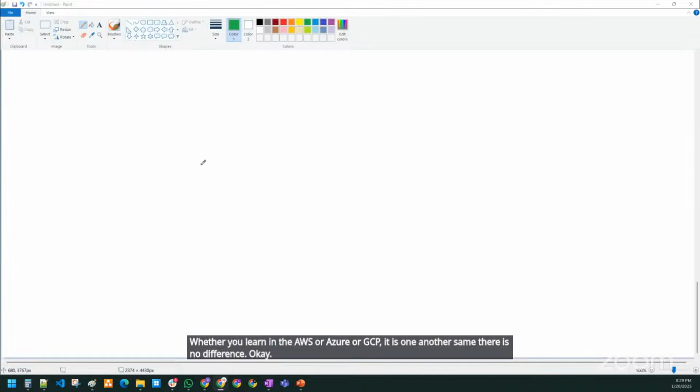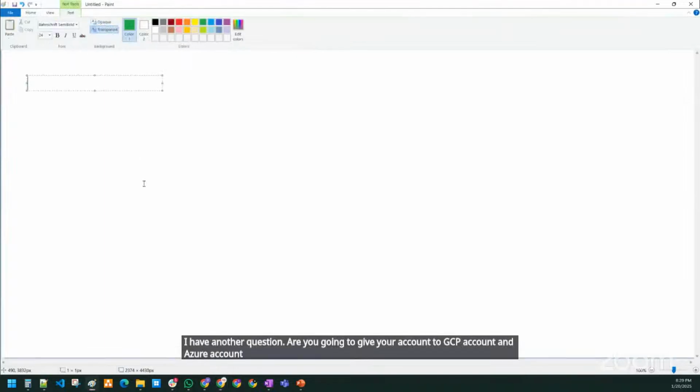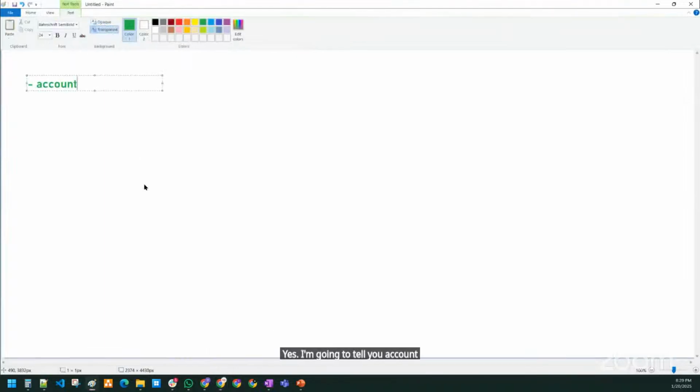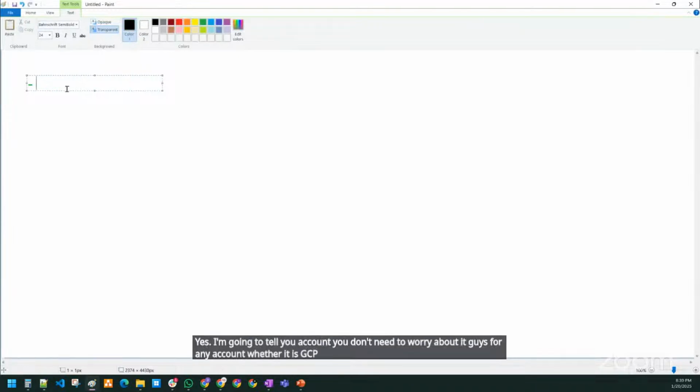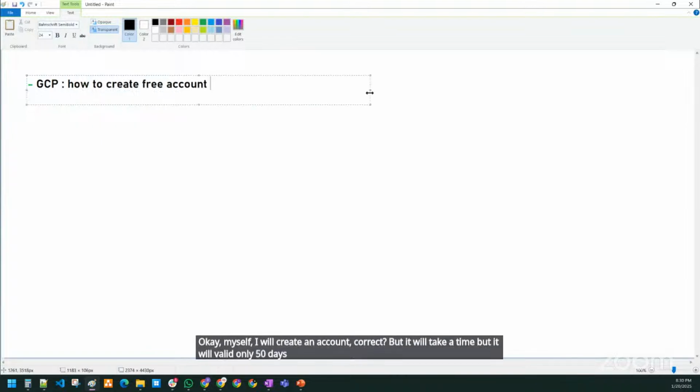I have another question. Are you going to give your account, a GCP account and an Azure account? I'm going to tell you. You don't need to worry about the account, guys. For any account, whether it is GCP or AWS or anything, don't worry about it. I am going to tell you how you can create an account for free. I myself will tell you. You can create a free account, but it will be valid for only 50 days.